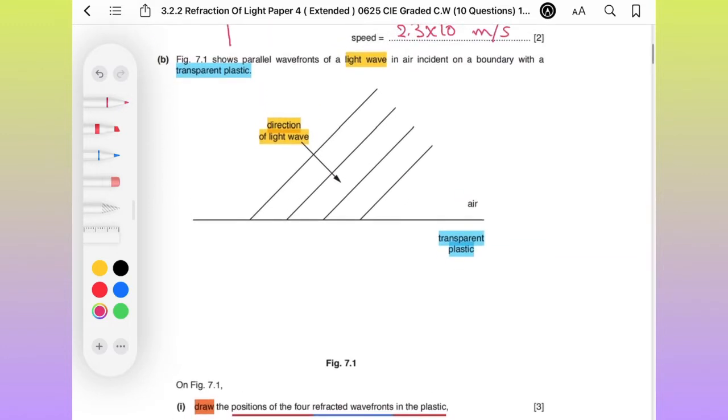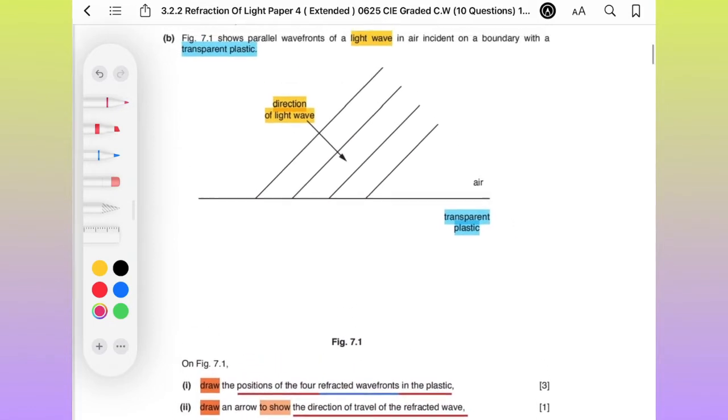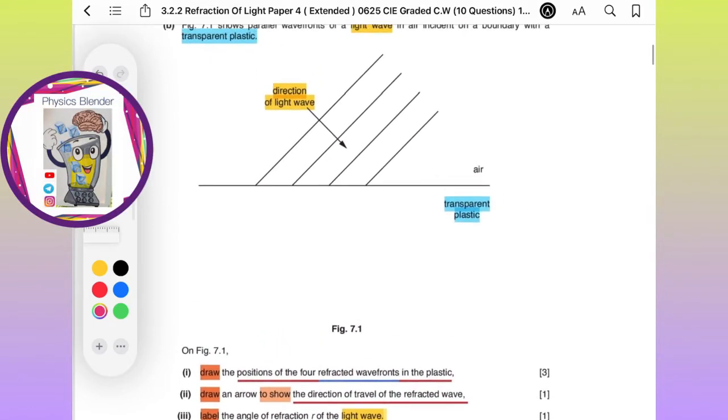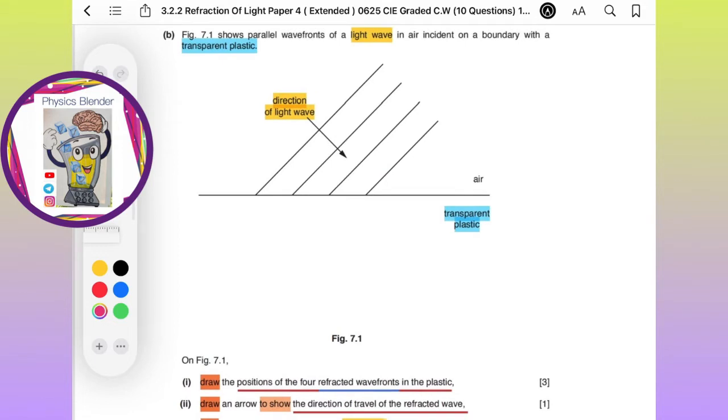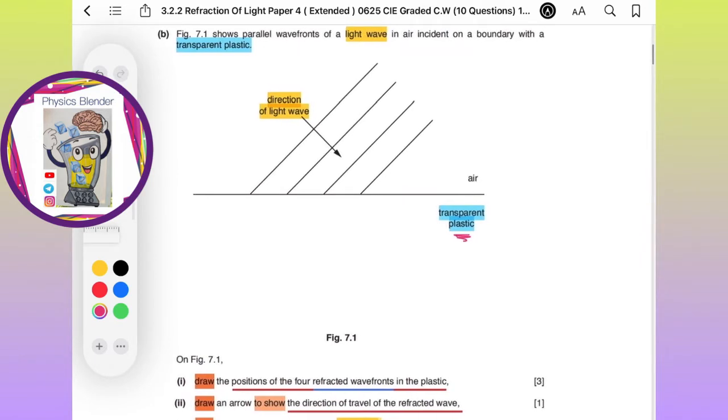The second part is very important because it's asking you to draw. We have i, ii, iii. We have 3 parts of this question. We have parallel wavefronts of a light wave in air incident on a boundary. The other medium is transparent plastic here. Number 1, draw positions of 4 refracted wavefronts in plastic. I will explain the steps slowly, step by step.